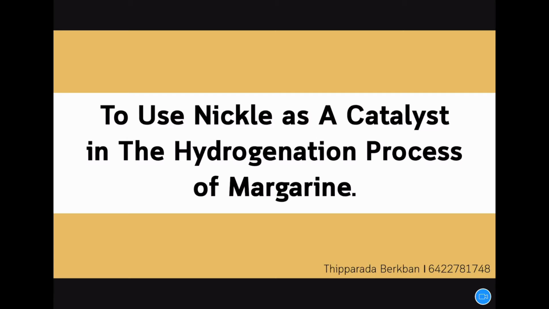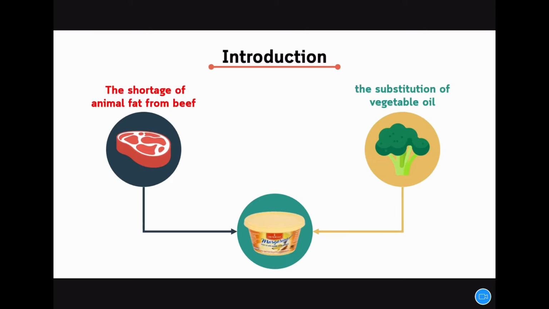Today, I will present my chemistry project, which is about using nickel as a catalyst in the hydrogenation process of margarine. Firstly, let's talk about the background of margarine.